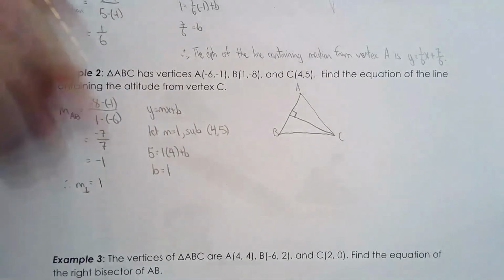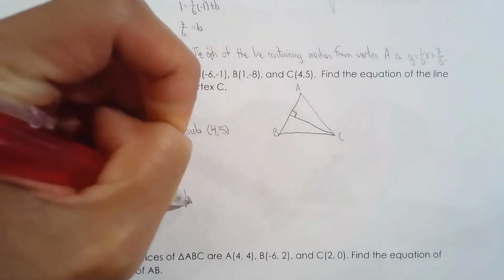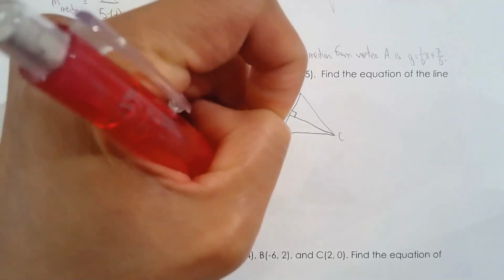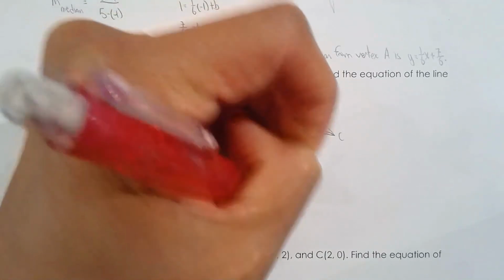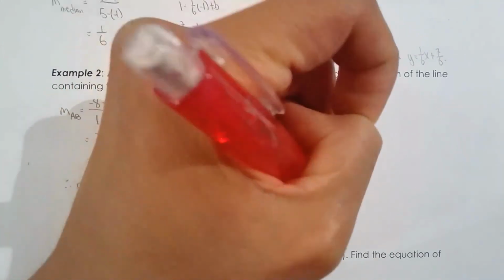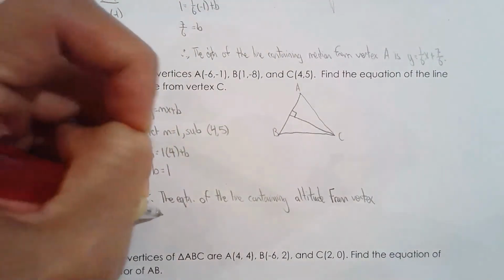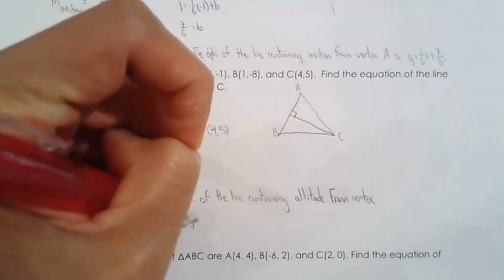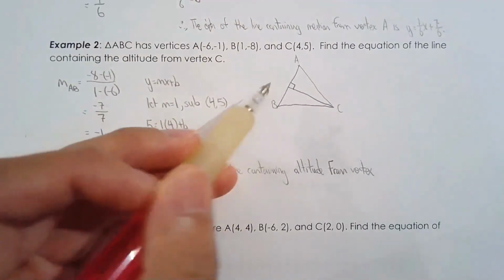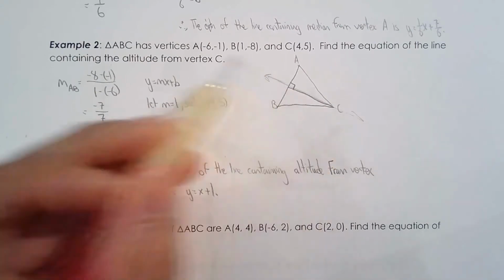Bam, b equals 1. Therefore, the equation of the line containing the altitude from vertex C is y equals x plus 1. Beautiful. Once again, it's the line containing the altitude because the altitude is a line segment.